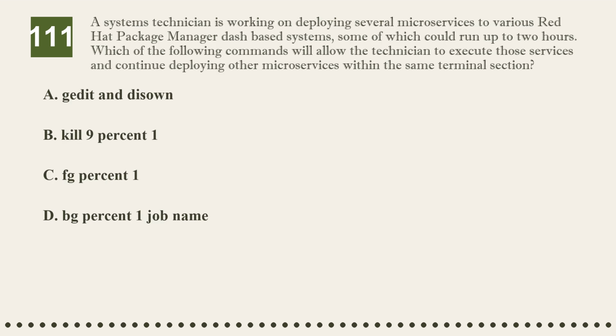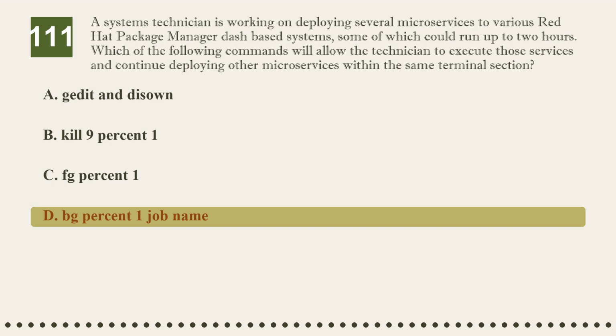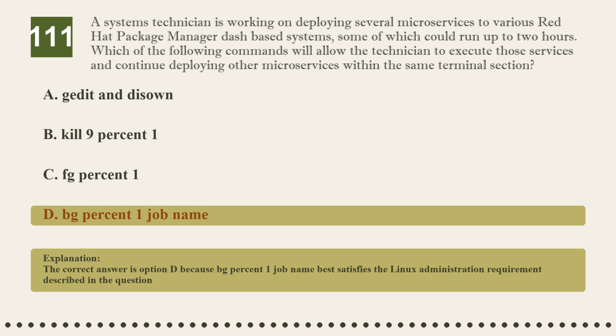Question 111. A systems technician is working on deploying several microservices to various Red Hat Package Manager-based systems, some of which could run up to 2 hours. Which of the following commands will allow the technician to execute those services and continue deploying other microservices within the same terminal session? Option A. gedit and disown. Option B. kill -9 %1. Option C. fg %1. Option D. bg %1 job name. The correct answer is option D. bg %1 job name. The correct answer is option D because bg %1 job name best satisfies the Linux administration requirement described in the question.